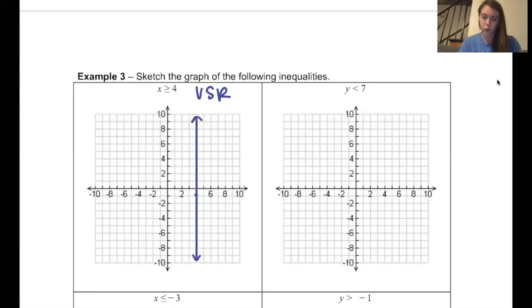And now the question is, which side do I shade? So which side are the solutions included? On which side of this line is x greater than 4? Well, I know x is greater than 4 on this side because on this side, x is 5, x is 6, 8, and 10, and those numbers are all greater than 4. But on the left side, you have 2 and -2 and -4, and all of those numbers are less than 4. So this is how you sketch this inequality on the coordinate plane. Really not too bad.